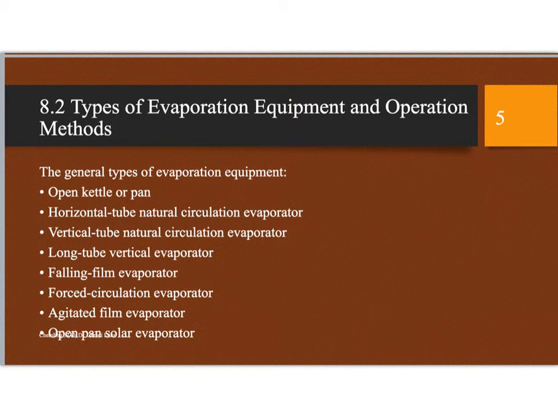There are lots of different kinds of evaporation equipment. So open kettles or pans, but there are many others. Horizontal tubes, vertical tubes, they can be natural circulation or forced circulation. Long tubes or just short tubes, falling film, forced circulation, agitated film, or open pan solar evaporators. We'll look at some of these.